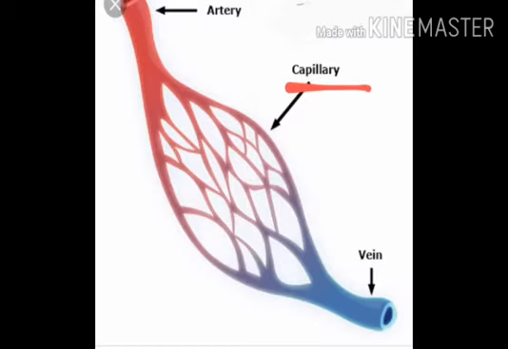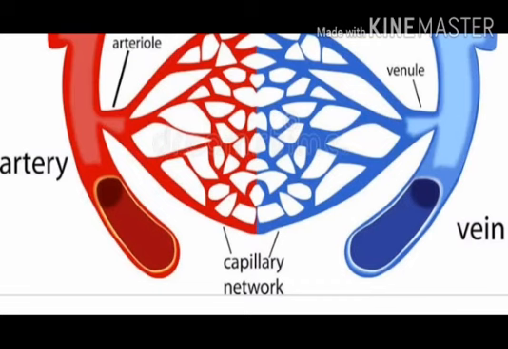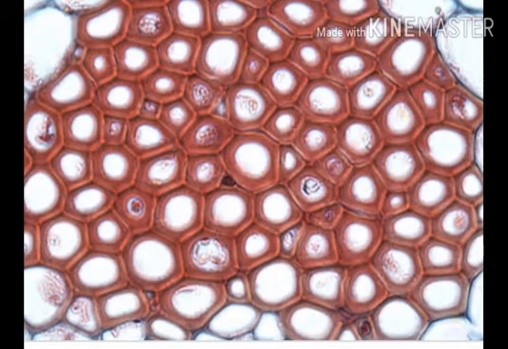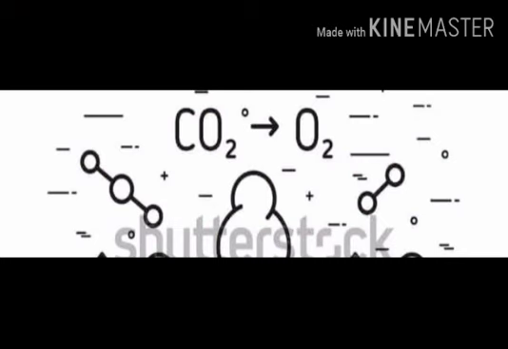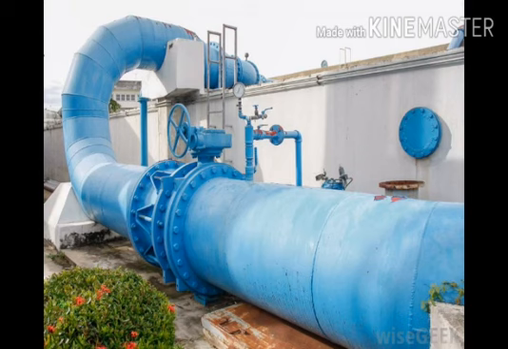Capillaries are the thinnest of the three blood vessels that connect the arteries to veins. The capillaries reach inside the tissues, and exchange of gases, nutrients, and wastes between the blood and tissues takes place here. We can compare the blood vessels with the pipes in a water treatment facility.